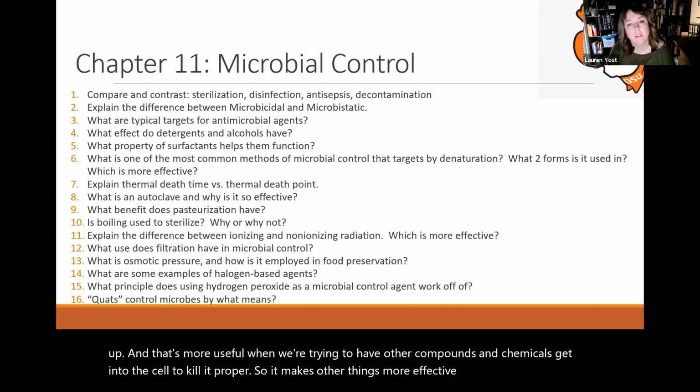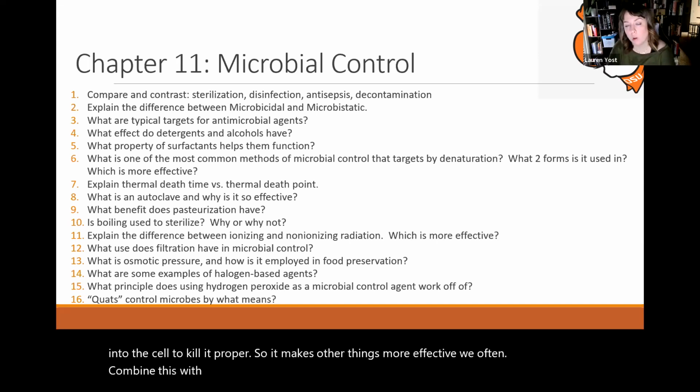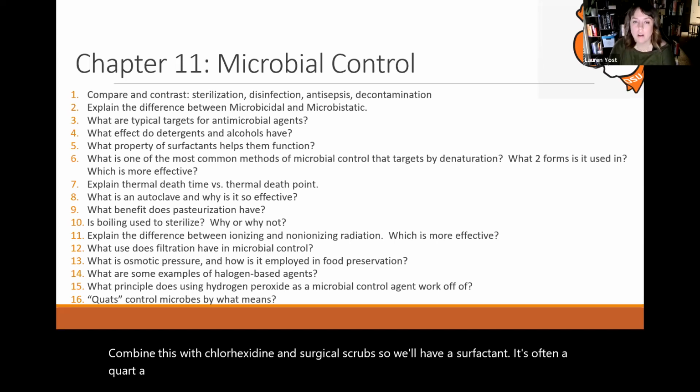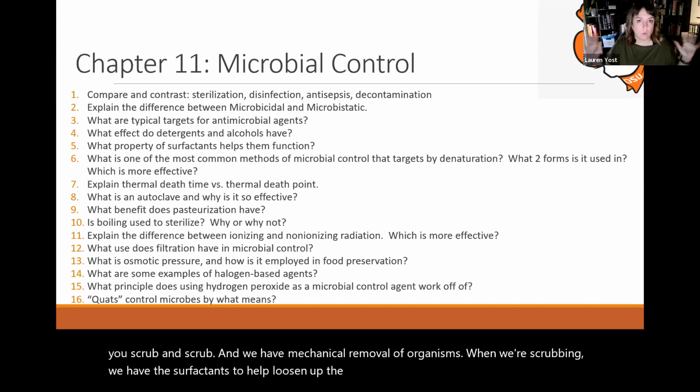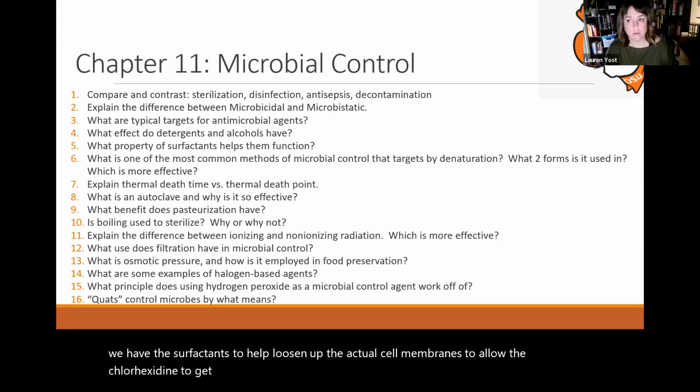We often combine this with chlorhexidine in surgical scrubs. So we'll have a surfactant, it's often a quaternary ammonia compound, that will combine with the chlorhexidine, and then you scrub and we have mechanical removal of organisms when we're scrubbing. We have the surfactants to help loosen up the actual cell membranes to allow the chlorhexidines to get in and do their job.